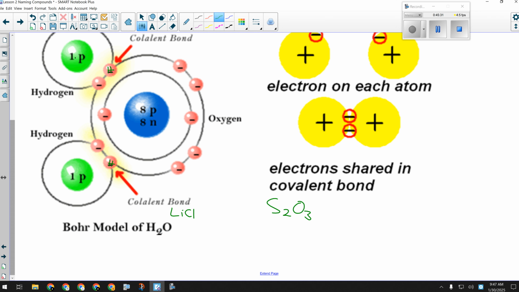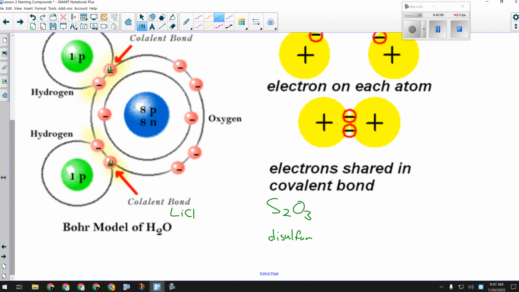In a molecular compound, this could be S2O4 or SO2 or whatever. It could be a whole bunch of different compounds. They would all have the same name. So we have to use prefixes to say there's this many sulfur here and there's this many oxygen here. So this stuff would be, how many sulfur? 2. What's the prefix for 2? Di. So this would be disulfur.